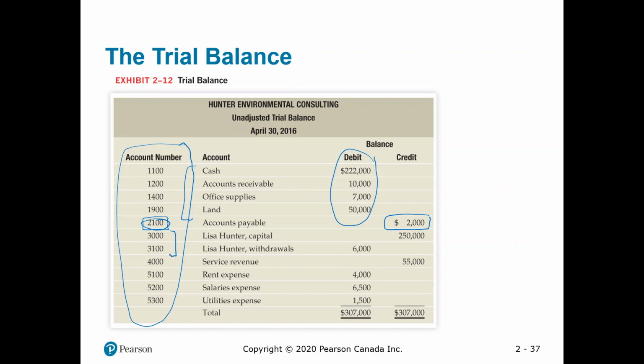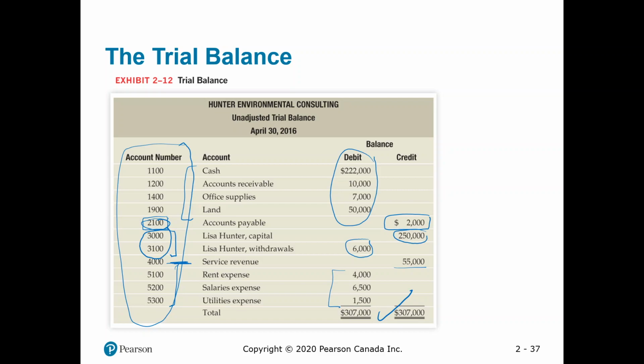Third, we have our equity. So those are labeled as the 3000s. But remember, with equity, you have to think of withdrawals and owner's capital. The normal balance for withdrawals is a debit, whereas the normal balance for investments or the owner's capital account is a credit. We've got our revenue, 4000s, credit, and our expenses lastly are those 5000s, and they are debits. And again, to check, our debits equal our credits.